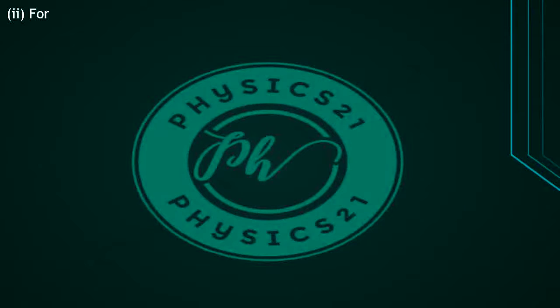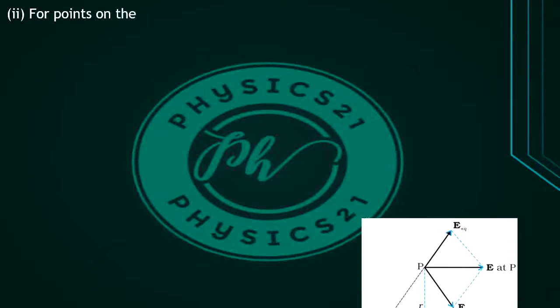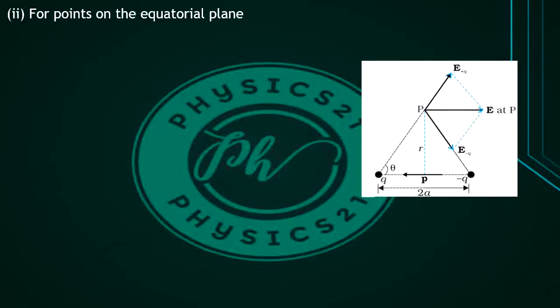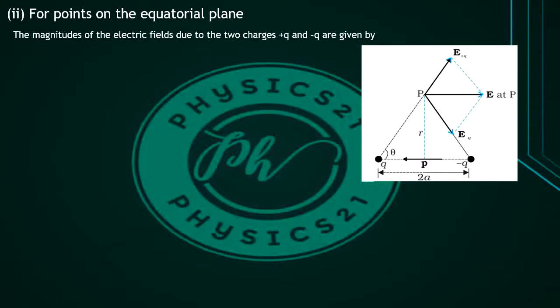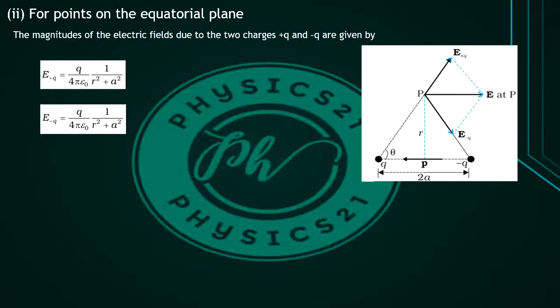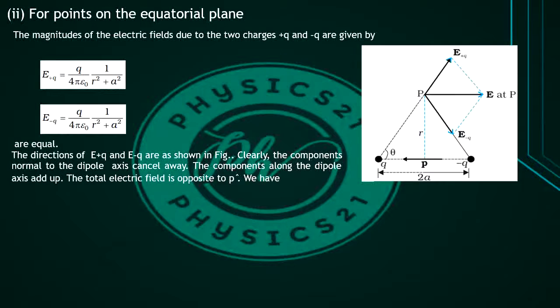For points on the equatorial plane. The magnitudes of the electric fields due to the two charges +q and -q are given by, and are equal. The directions of E plus q and E minus q are as shown in the figure. Clearly, the components normal to the dipole axis cancel away. The components along the dipole axis add up. The total electric field is opposite to p.